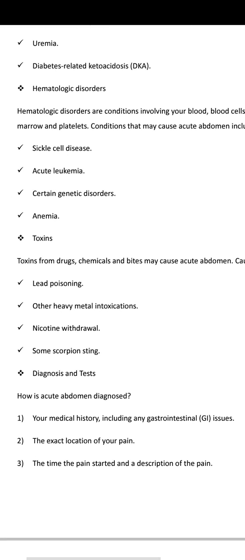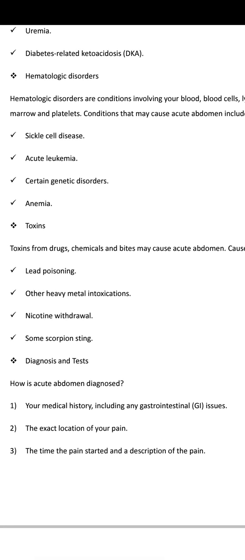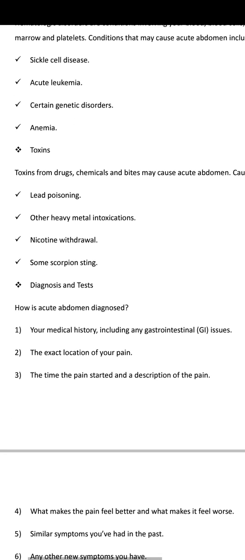Then we have got toxins. So toxins are simply just like poisons. So toxins and drugs, chemicals and bites can also cause acute abdomen. So we have got lead poisoning, heavy metal intoxication, nicotine withdrawal. So those people who smoke and now they want to quit, they'll be experiencing what? Acute abdomen. And a scorpion sting. If you have been bitten by a scorpion, you are going to experience acute abdomen.